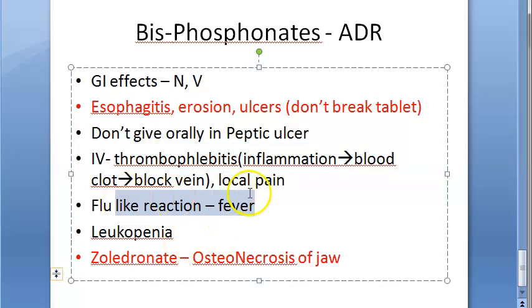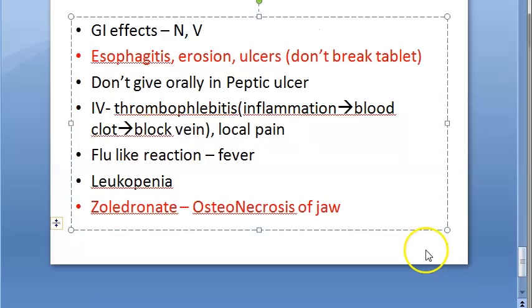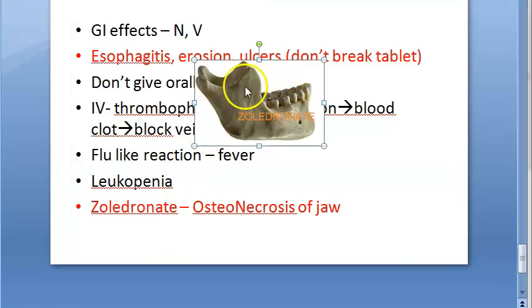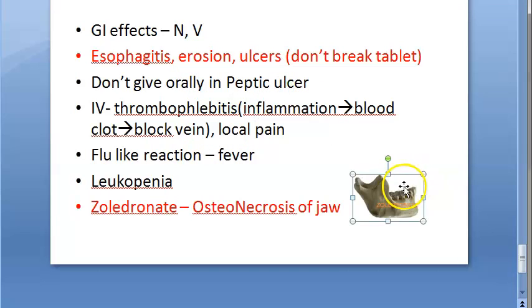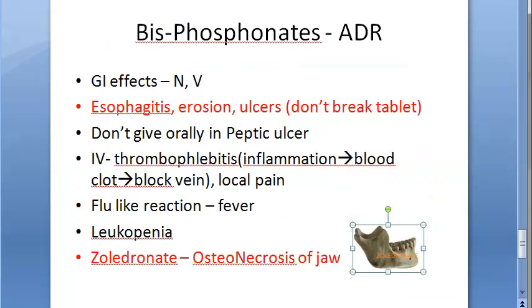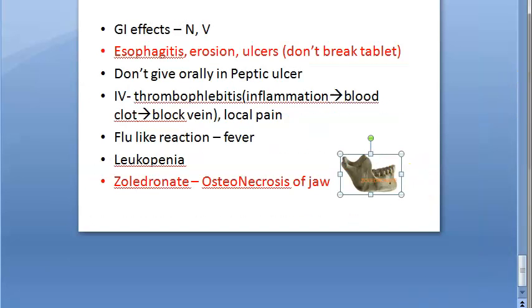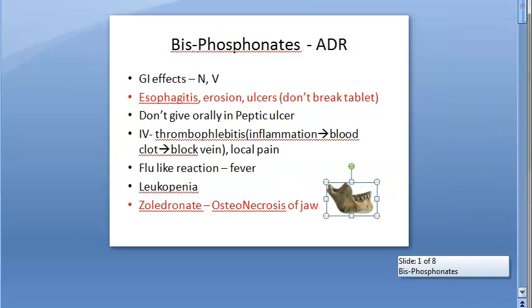Then a flu-like reaction can happen, fever can be there, and leukopenia, so the white cell count goes down. Zoledronate has a very specific adverse effect, that is osteonecrosis of the jaw. Remember, Zoledronate, osteonecrosis of the jaw, don't forget. So these are the adverse effects of bisphosphonates. We are done. Let's take a quick recap of what we have seen in this video.